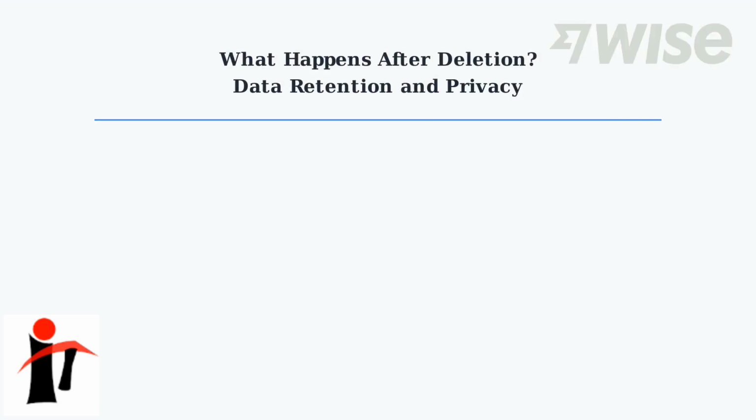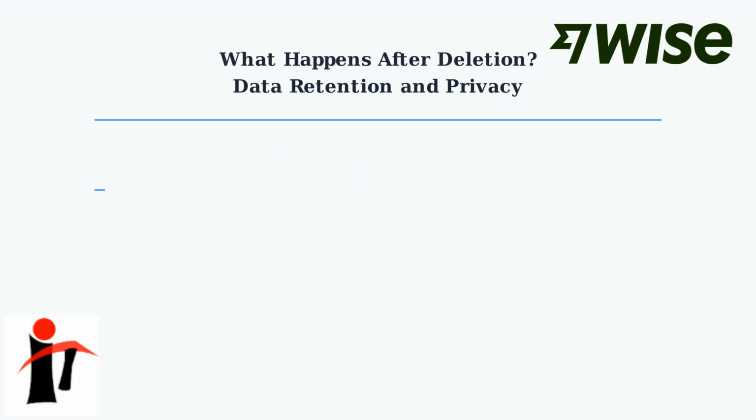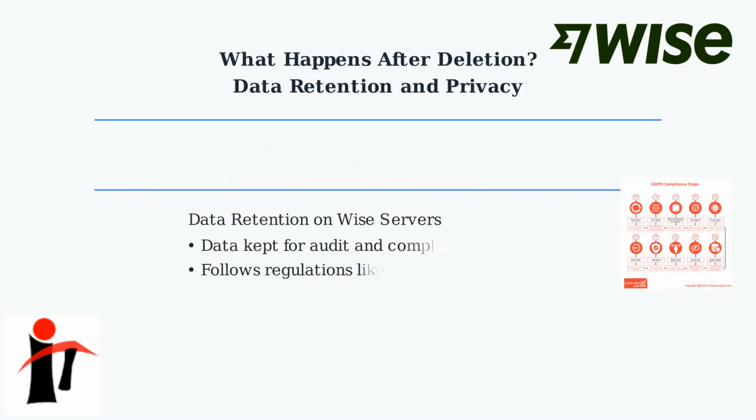After you delete a payee from your Wise account, the payee's profile is immediately removed from your view and becomes inaccessible within 24 hours. This ensures you can't accidentally send money to someone you've decided to remove. The payee's profile is completely removed from your account's contact list, and any attempts to access it will be blocked. This change takes effect within 24 hours of deletion. However, Wise retains the deleted payee's data on its secure servers for important reasons. This data is kept for audit purposes and to comply with financial regulations, ensuring transparency and legal requirements are met.